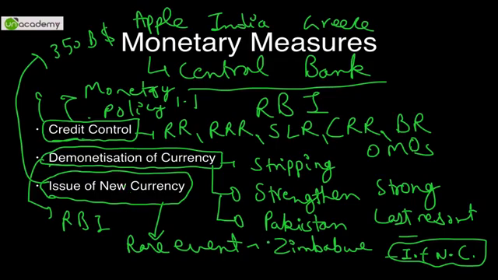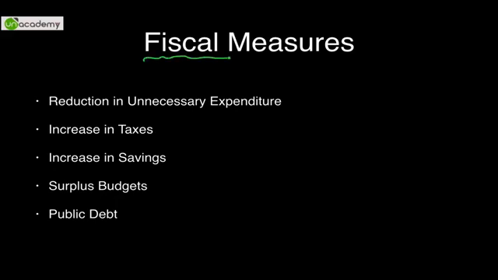But Zimbabwe did it, and they printed even $1 trillion notes, which was nothing but pure crap, because it was worth zero. They used to burn it to make tea. So anyway, moving forward. Once we are done with monetary measures, we will move to fiscal measures.